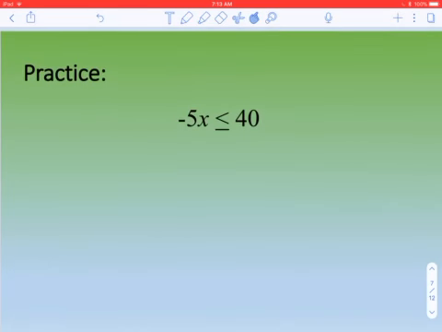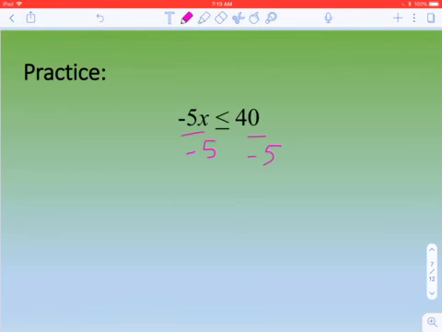On this next problem, what's your first step? We're going to divide both sides by negative 5. So I have x and I have negative 8. Because we divided by negative 5, we're going to switch the inequality. So it's going to become x is greater than or equal to negative 8.